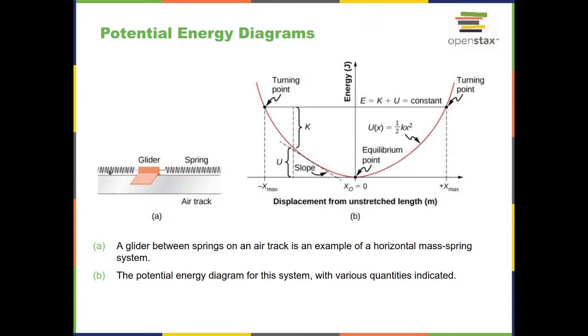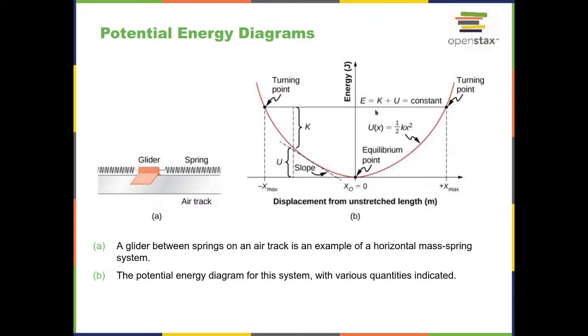If we push the glider to the left, there will be a restoring force because one spring will push it back and the other spring will pull it back. So there's a restoring force that pulls it back to the center. If we pull the glider to the right, there will be a restoring force that will try to bring it back to the left. We can write down the potential energy of this system because we have two springs here. We can write it down as 1/2 times k times x squared. So it's going to look like a parabola. So this is the potential energy as a function of the x position, the displacement from the equilibrium.